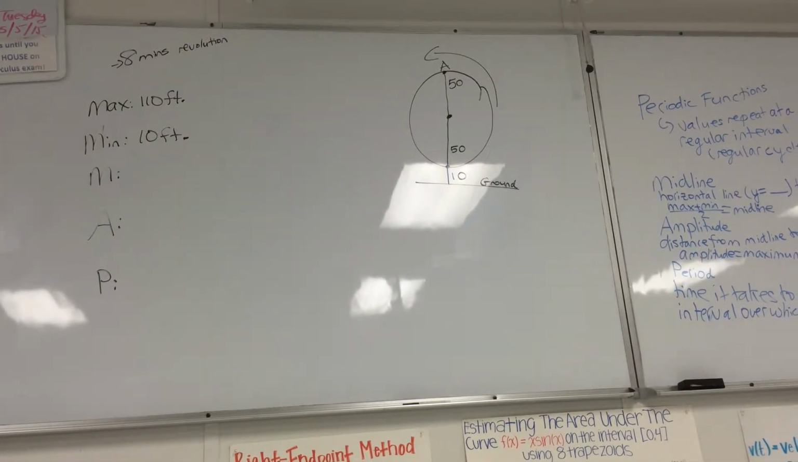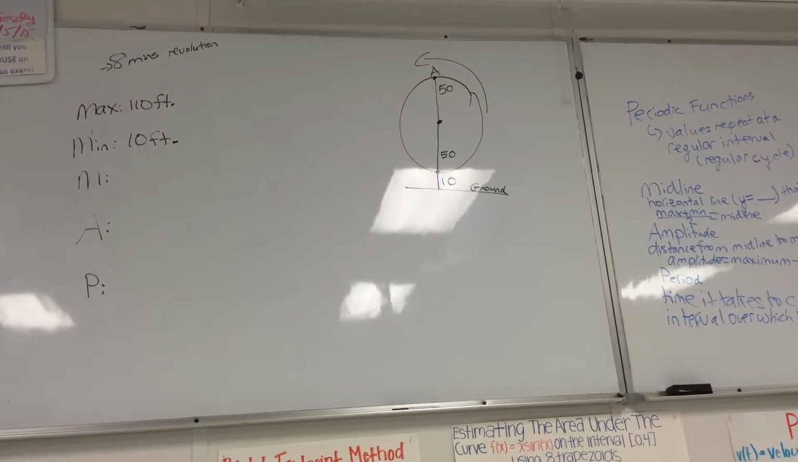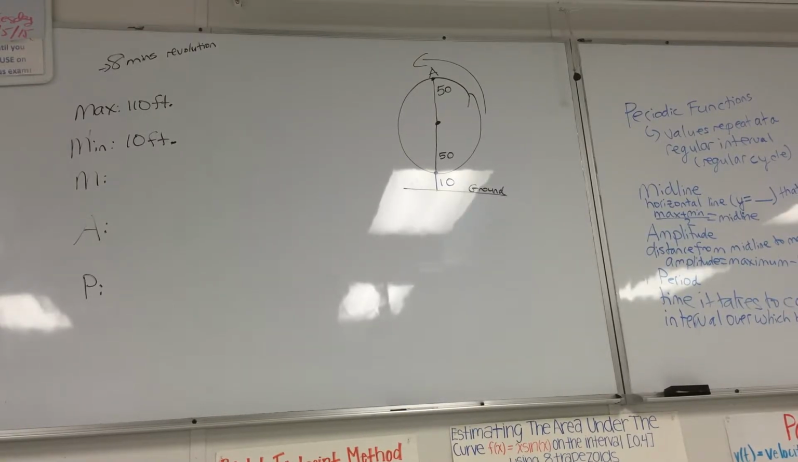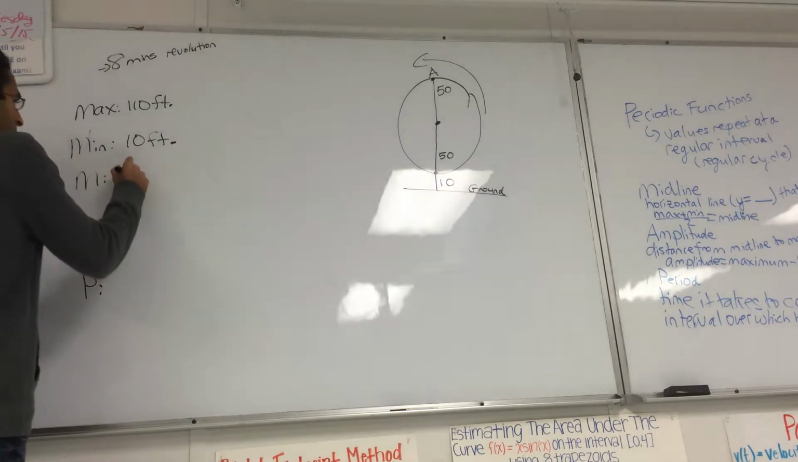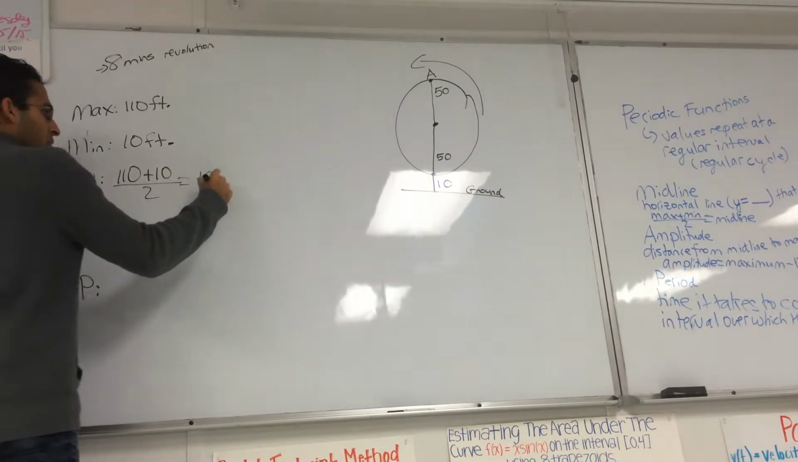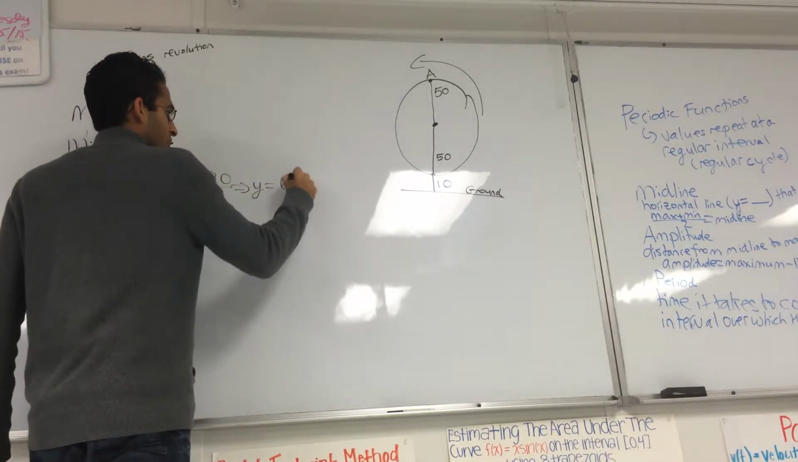10 feet is the minimum. Right? 10 feet is the minimum. So now it is very doable to get the midline and the amplitude. So the midline, right, we say max plus min divided by 2. 120 over 2, so y equals 60.